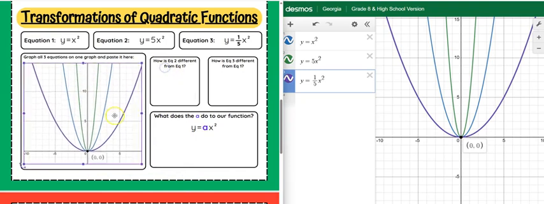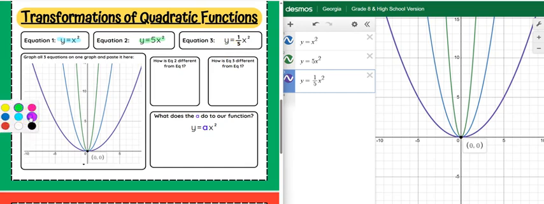All right, so how are our graphs different? Let's go back and mark them. Our first graph is the blue graph. Our second graph, equation 2, is the green graph. And equation 3 is our purple graph. So this is the purple and this is the green.